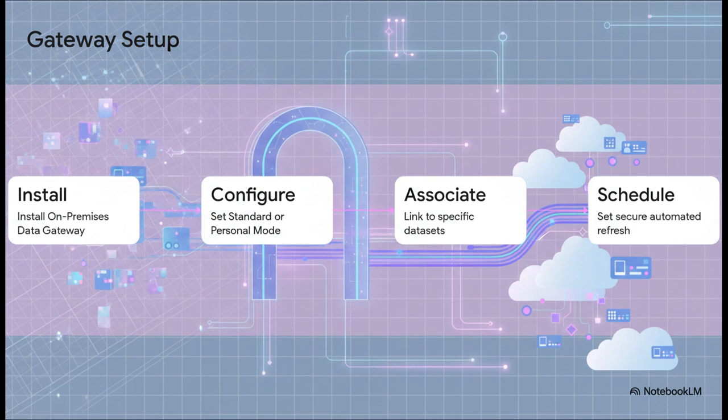And speaking of that city grid, if you have data living safely behind your corporate firewall on premises, you need a reliable way to securely connect it to the Power BI cloud. That's exactly where the data gateway comes in. The high-level steps are pretty straightforward. You install the gateway, configure it for the enterprise, usually opting for standard mode rather than personal, associate your specific datasets, and then schedule your automated secure refreshes. This whole process ensures your cloud dashboards always reflect your secure on-premise realities.